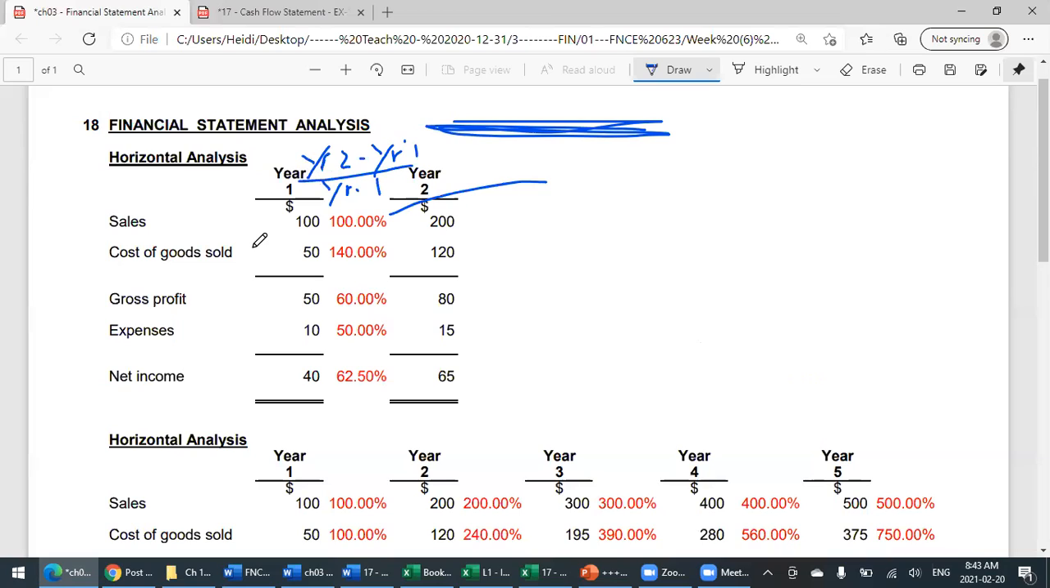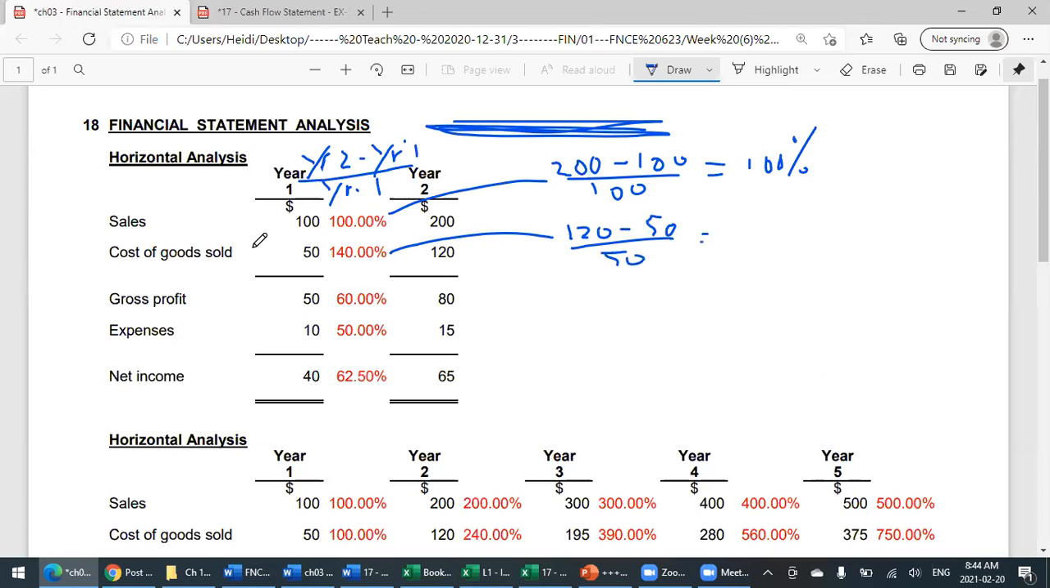Now let me show you how to do the calculation exactly for sales. For sales, the newer year is 200, minus 100, divided by 100. So you get 100%. One more time: 120 minus 50, divided by 50, is 140%. I believe you have learned this from the previous accounting course. I'm just repeating.